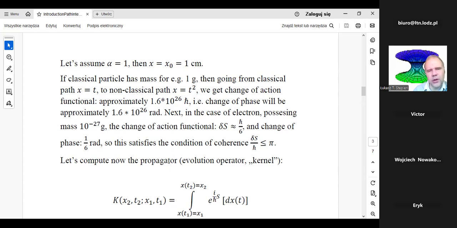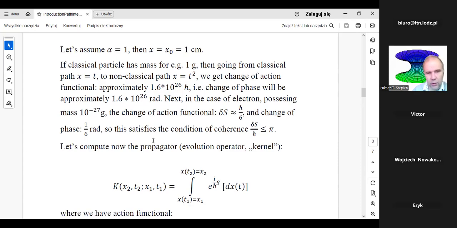So if we wanted to consider electron as classical particle, and we were very obstinate, and we were saying that electron is moving along the well described path. Of course, this is in contradiction to the experiment.